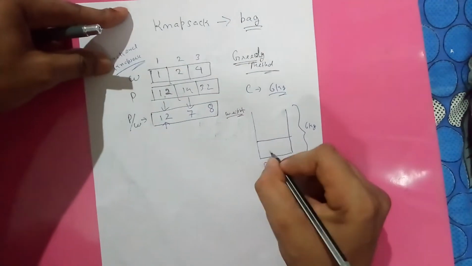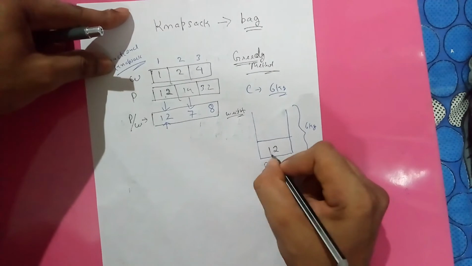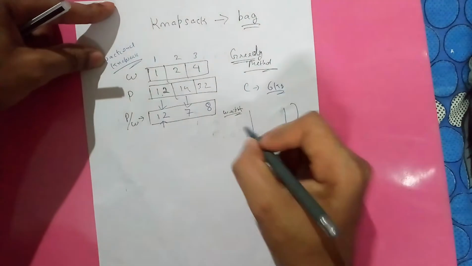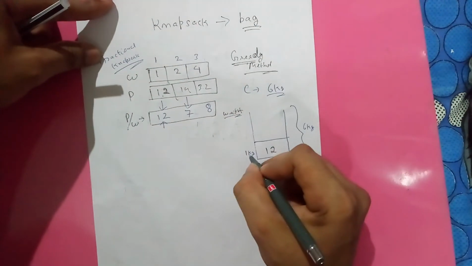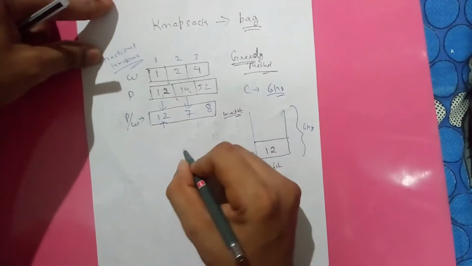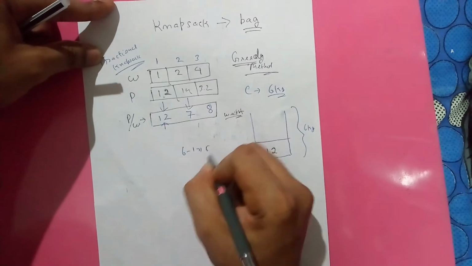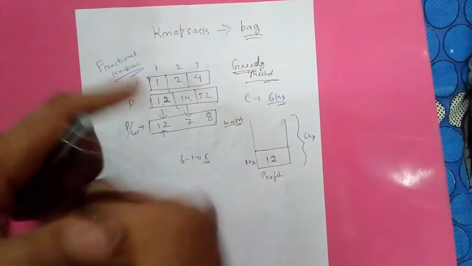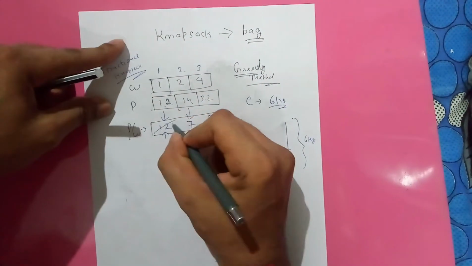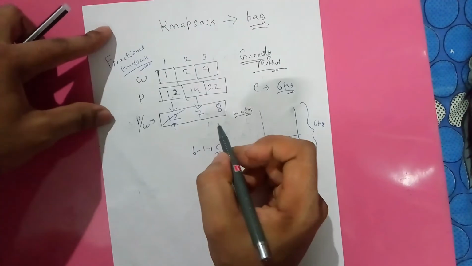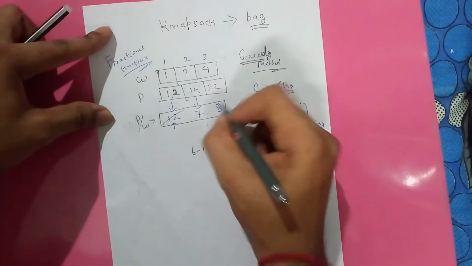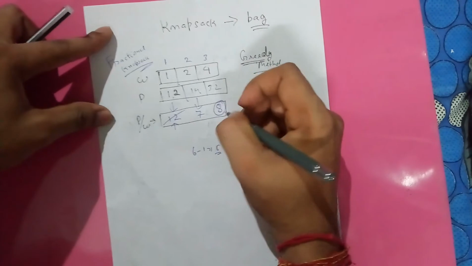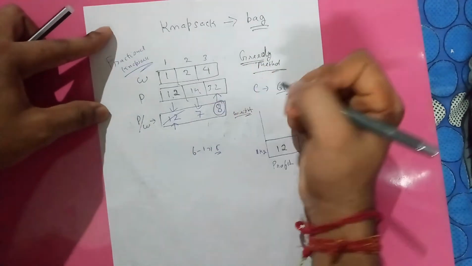So initially I got a profit of 12, and the weight allocated here is 1 kg. Now we are left with 6 minus 1, which is 5 kg. We can only allocate 5 kgs now. This one is over. Now we need to choose the maximum between 7 and 8. Of course 8 is greater than 7, so now we will choose this item.